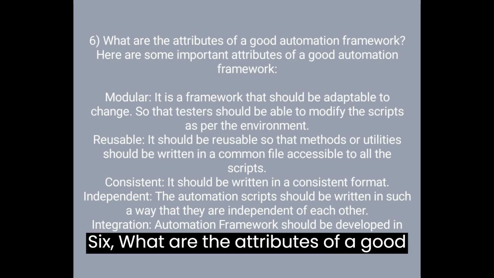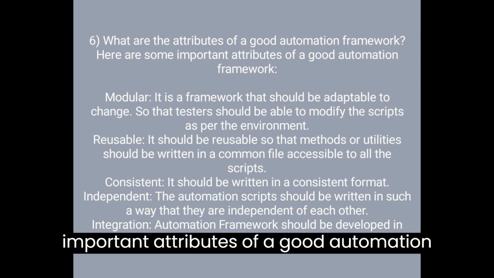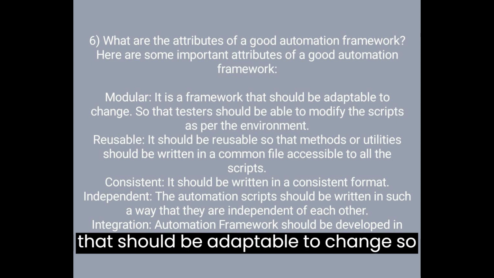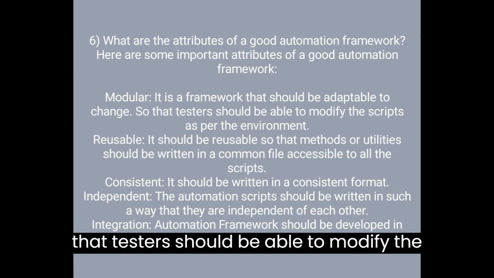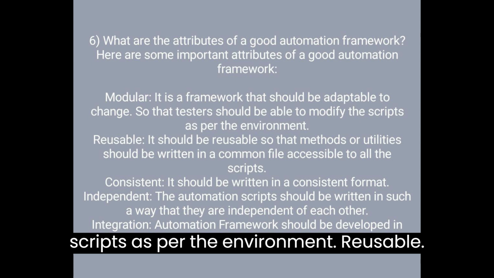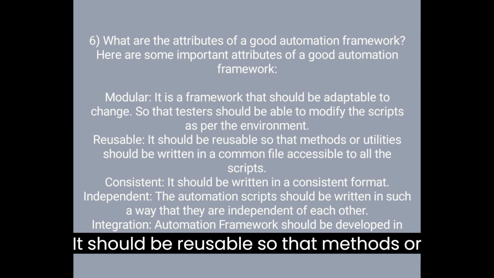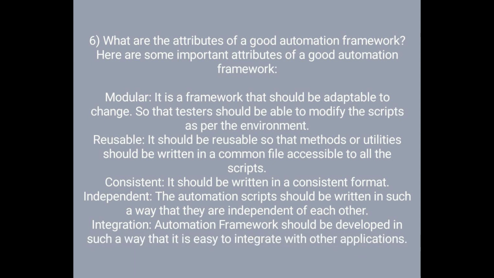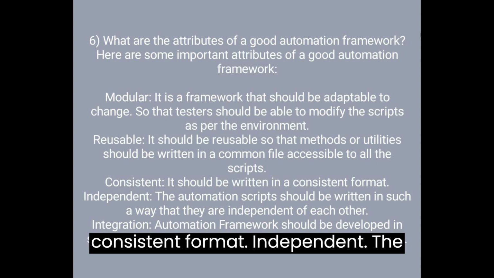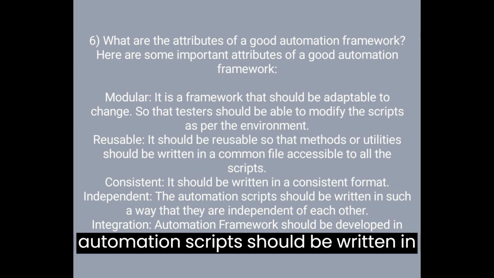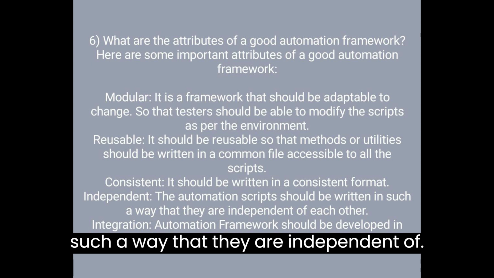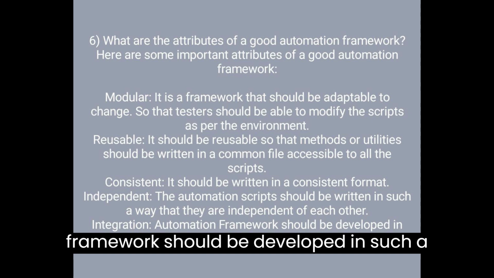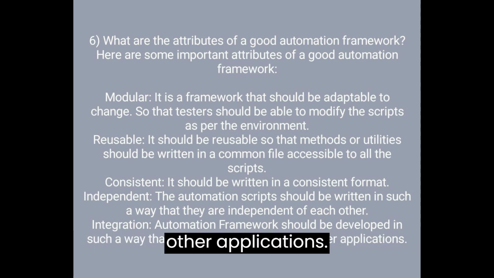6. What are the attributes of a good automation framework? Here are some important attributes. Modular: it should be adaptable to change, so that testers are able to modify the scripts as per the environment. Reusable: methods or utilities should be written in a common file accessible to all the scripts. Consistent: it should be written in a consistent format. Independent: the automation scripts should be independent of each other. Integration: the framework should be easy to integrate with other applications.